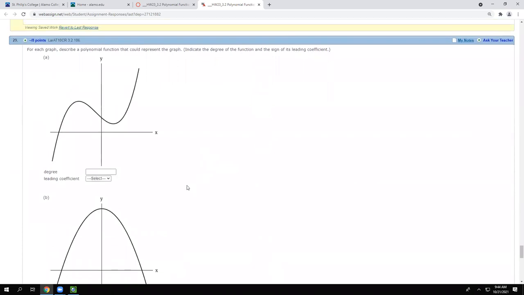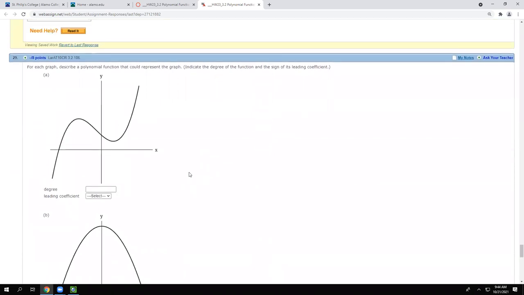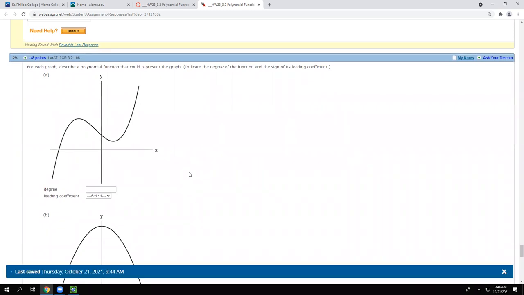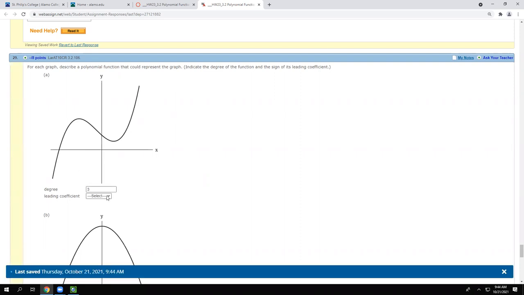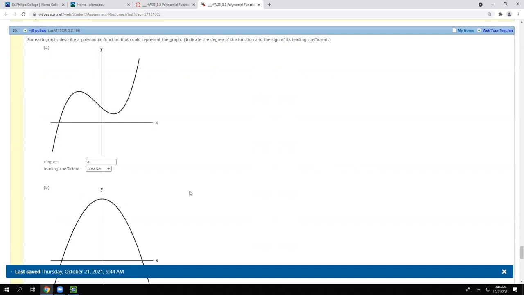Okay, so what is a possible degree of this function? How many turning points do I have? So if I add one, what degree could I have? It could be 3, cubed. And then according to that end behavior, if it were a cube, would the leading coefficient be positive or negative? What kind of end behavior does this have? This has the same end behavior as a positive cube.